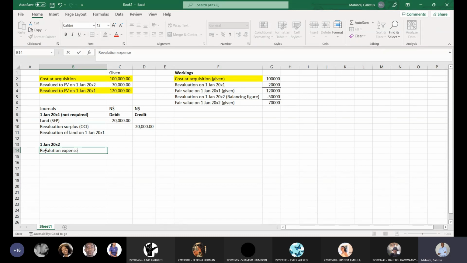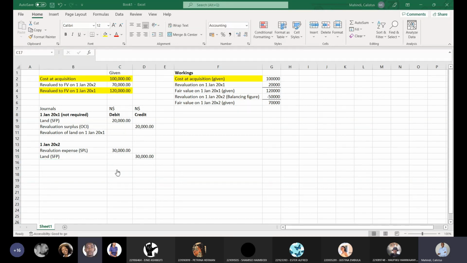Where would you show your revaluation expense? In the profit or loss account. Okay, statement of profit or loss. Land is an asset. It would be in the statement of financial position. Do you agree with this journal entry? The rest of the class, do you agree with the journal entry?